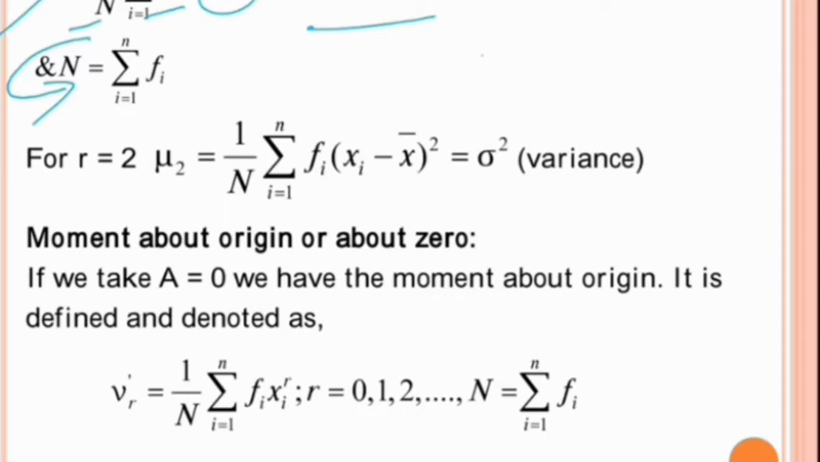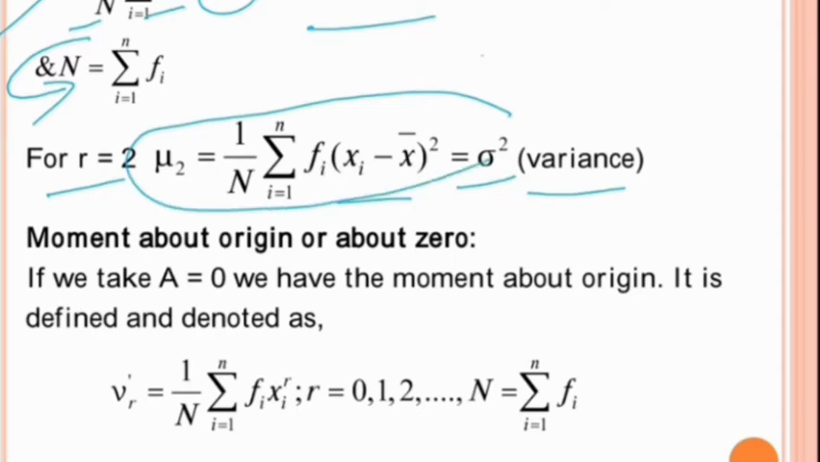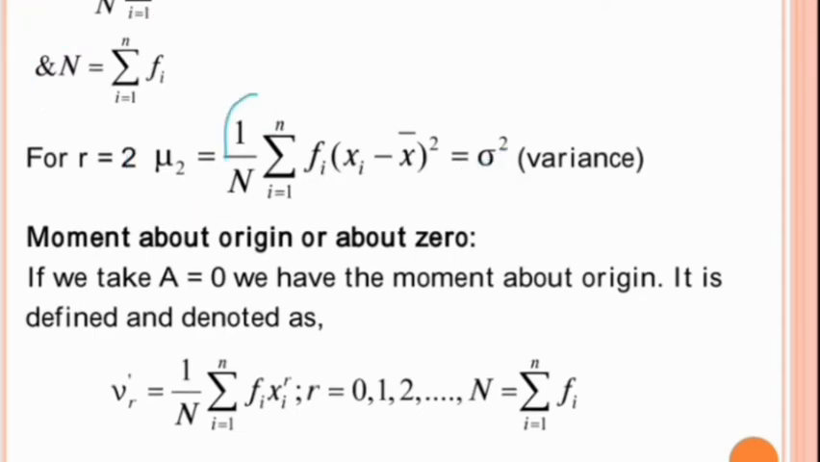Now if we are taking r equal to 2, then mu 2 equals 1 upon n summation fi into xi minus x bar whole square. This is equal to sigma square. Sigma means standard deviation, and sigma square means variance. You can see a similar formula in standard deviation, where we used to write it raised to 1 by 2. So this is sigma square, which is the variance.